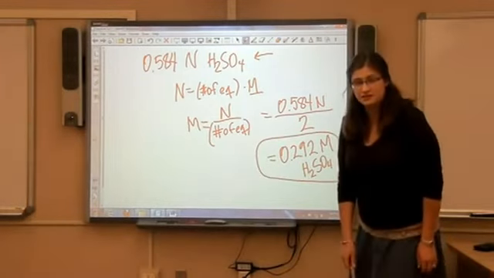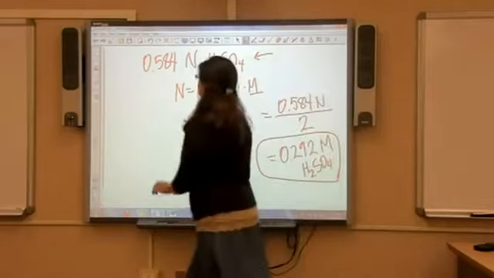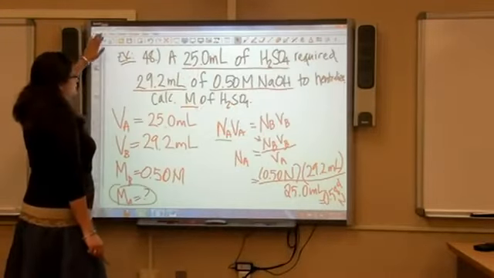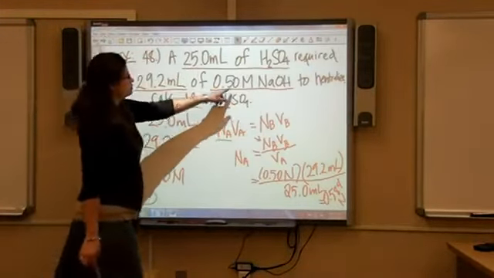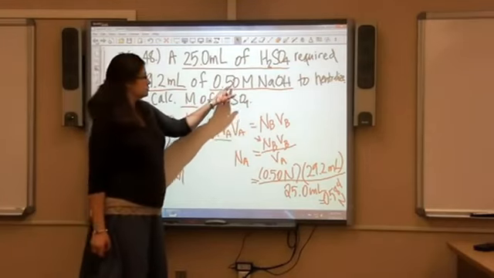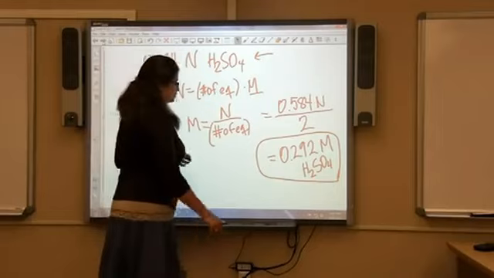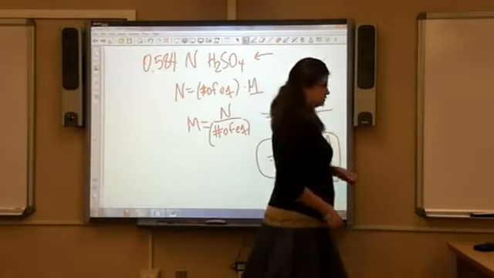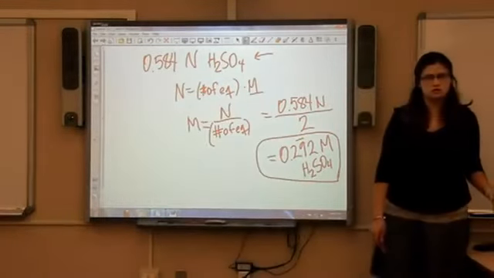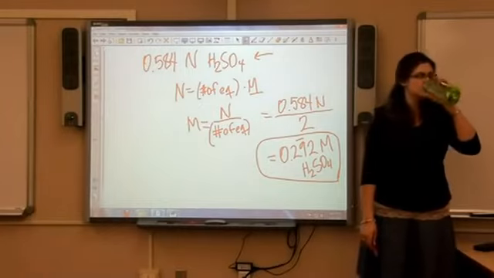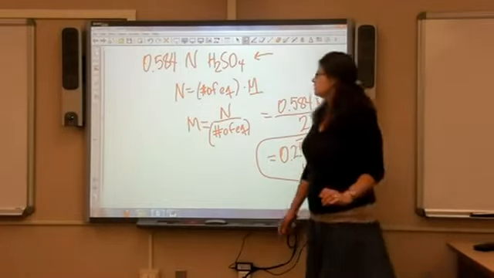Do I have the right number of sig figs? 3, 3, oh, this one only has 2. This number only has 2. That means my answer can only have 2 sig figs. So you've got to really watch out for that stuff. Alrighty.